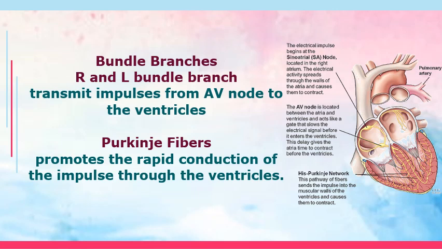If you look at the illustration, your Purkinje fibers are located on the ventricles. They are primarily lined on the ventricles. The purpose of that is to promote the contraction of your ventricles.